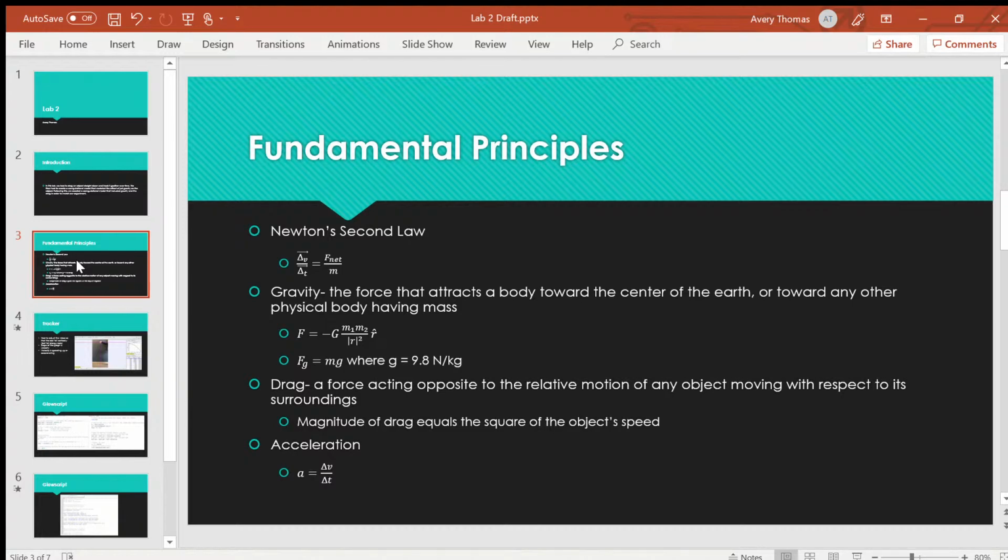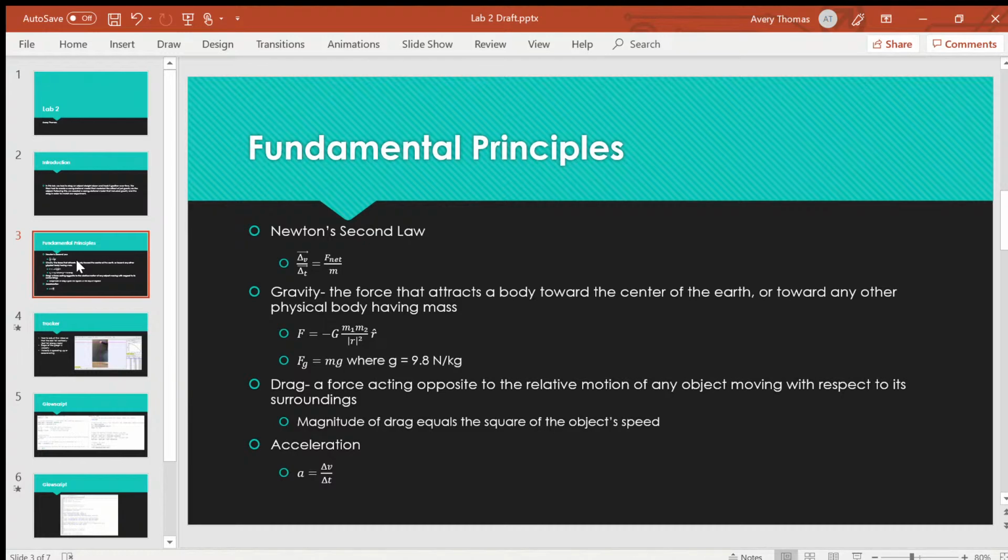The next concept that needs to be understood is drag, which is a force acting opposite to the relative motion of any object moving with respect to its surroundings. The drag in this case is coming from the air resistance against the ball, as it's being pulled down the y-axis by gravity and is therefore pushing up the y-axis to slow the ball's acceleration.